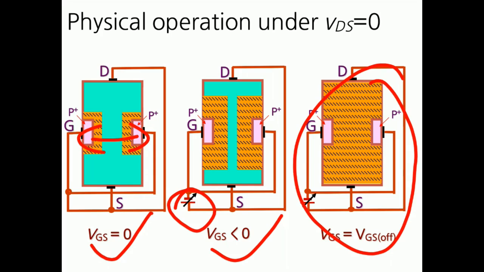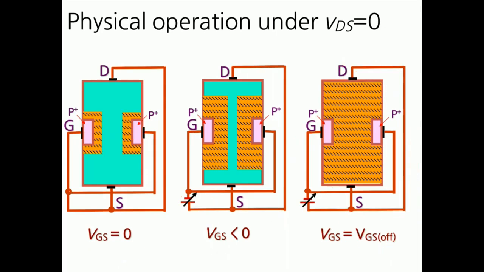There is no channel between drain and source. Only minority charge carriers participate in the current. So a minor current will flow from drain to source. So simply you have to remember, pinch off is nothing but whenever VGS is equal to VGS off. This condition is known as the pinch off condition.